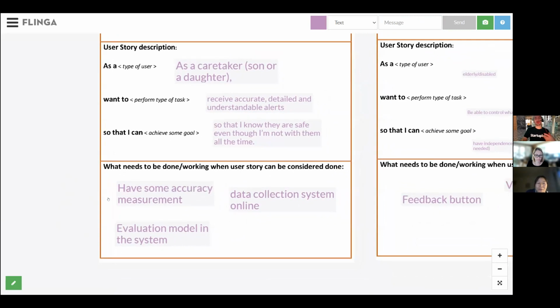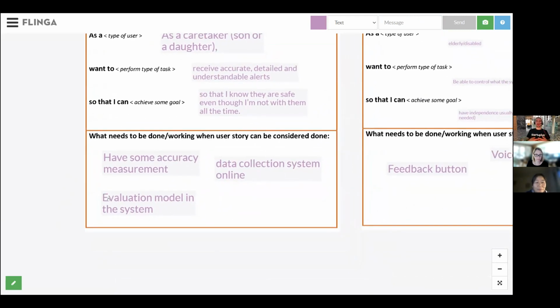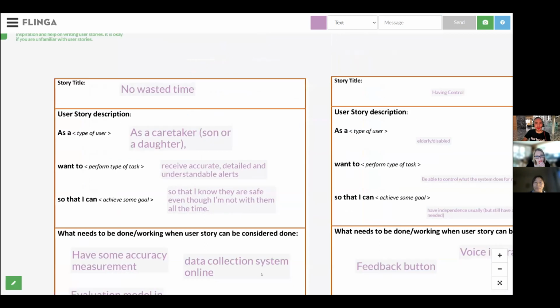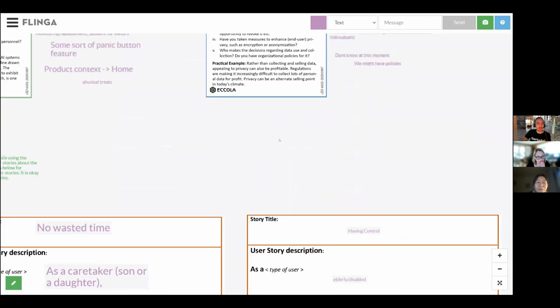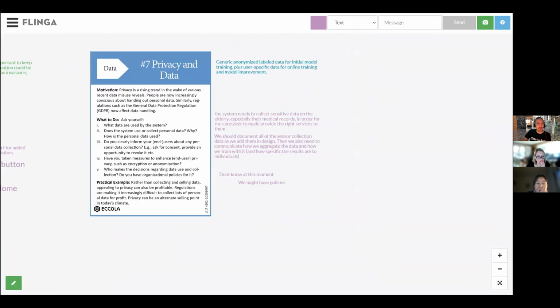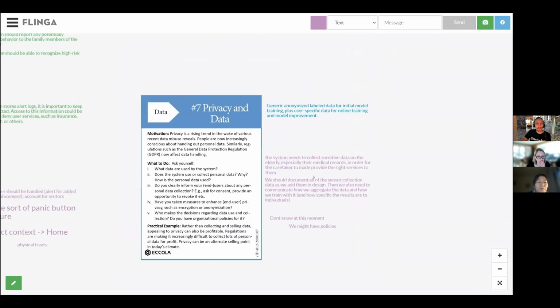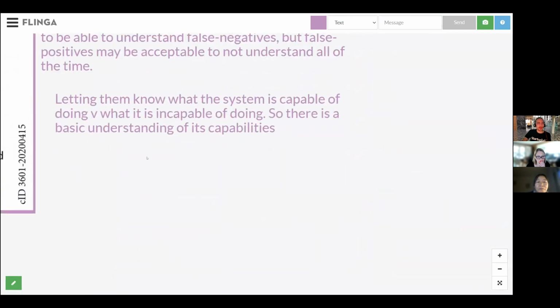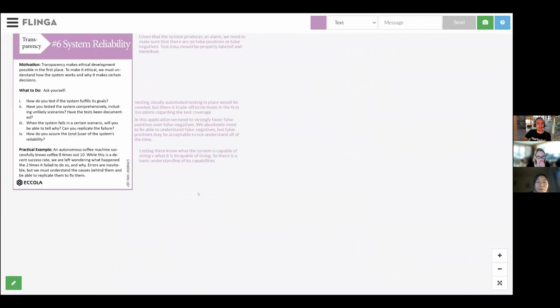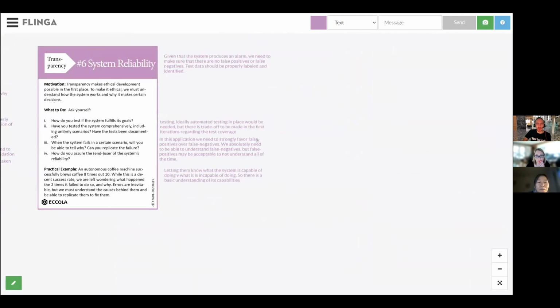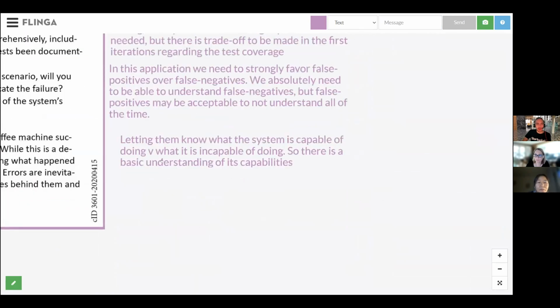And maybe this could also come from communicating. To have a good accuracy, you need to understand the boundaries. And I think we wrote something here really related to this, next to card 6, letting them know what the system is capable of doing and what it is incapable of doing. So there is a basic understanding of the capabilities.